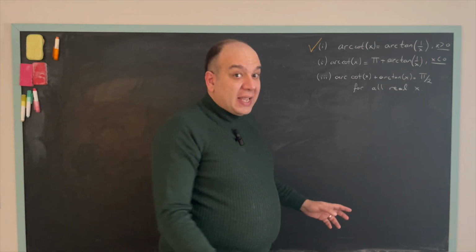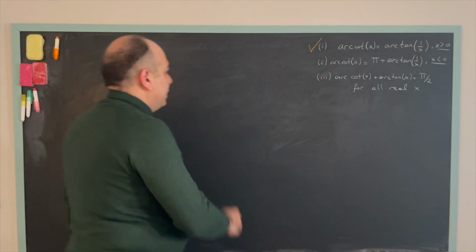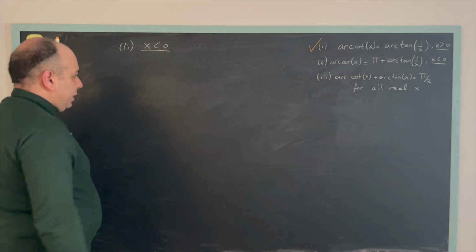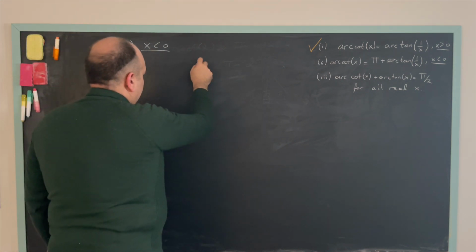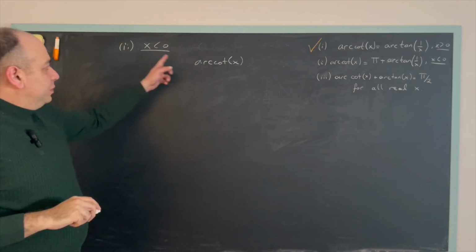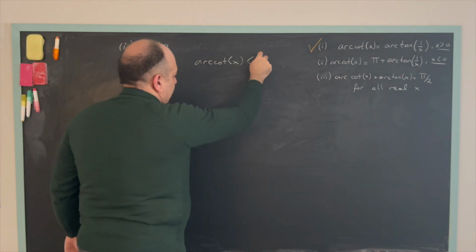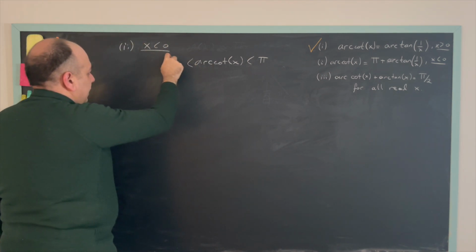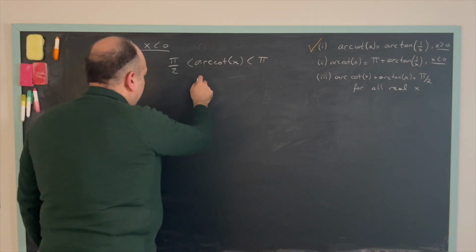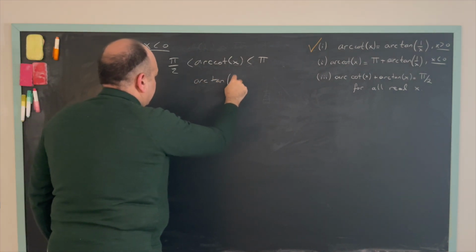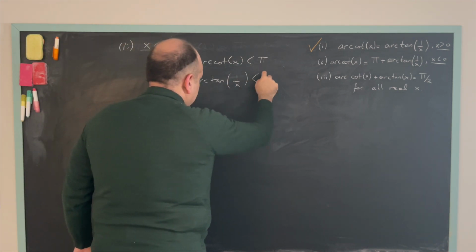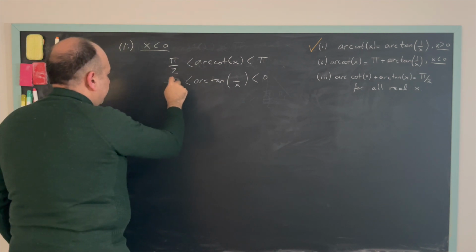Now let's see what happens when x is less than 0. This is our second question. So x is less than 0, x is negative. Let's look at the arccotangent function first. Arccotangent function is going to take values between pi over 2 and pi, right? How about the arctangent function? Arctangent 1 over x is going to be less than 0, between minus pi over 2 and 0.